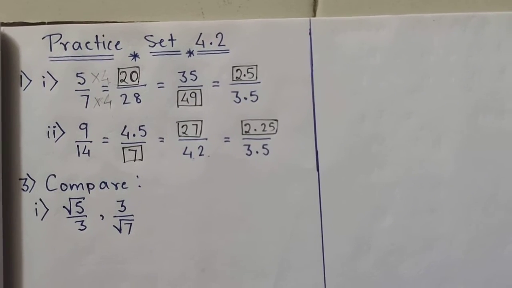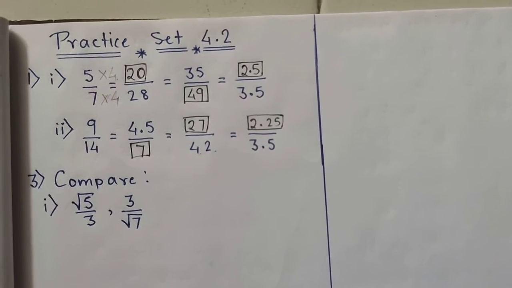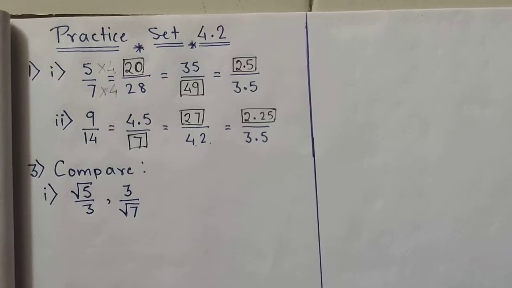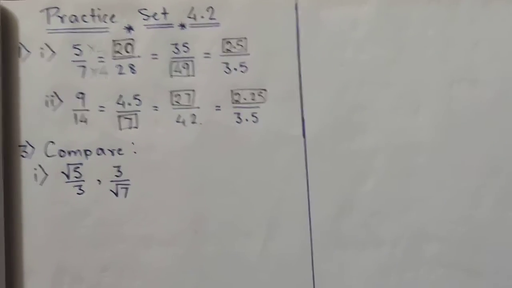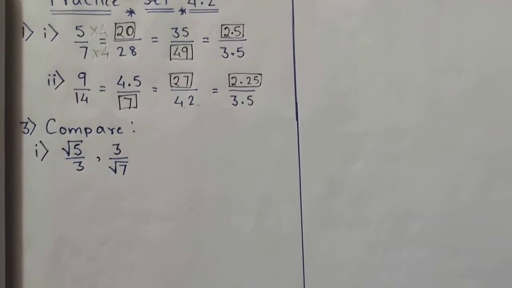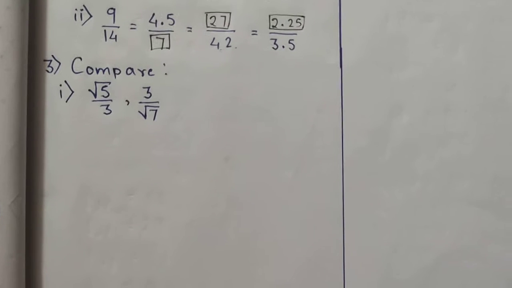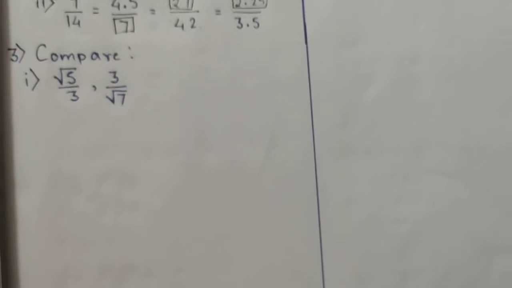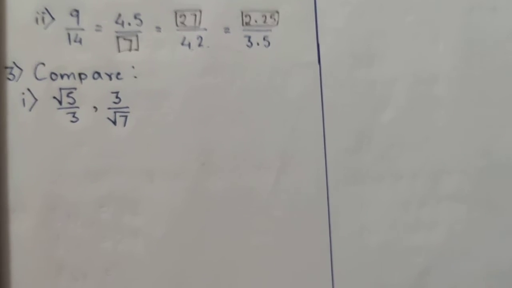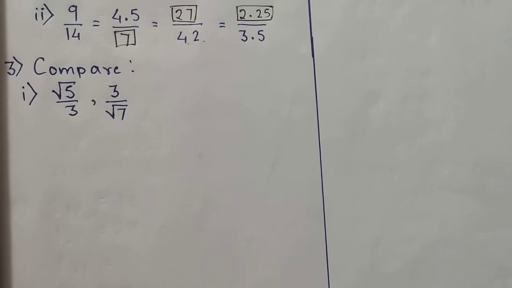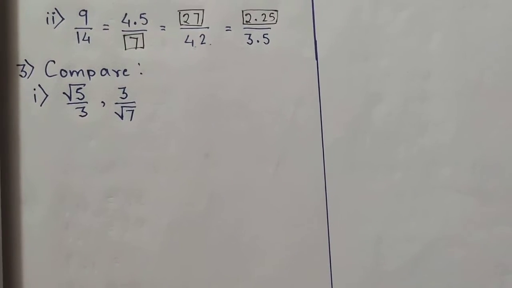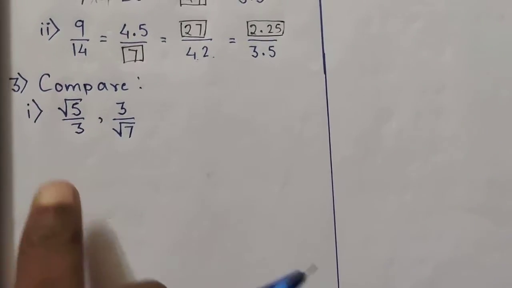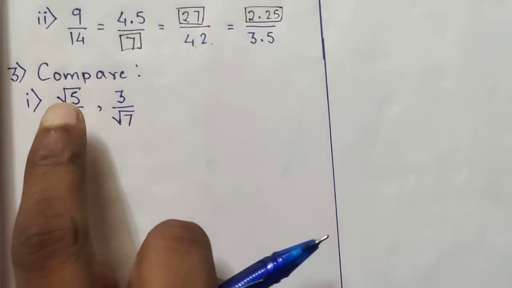Now listen students, your second question I am going to omit it. Okay, so you are not going to solve your question number 2. Directly we are going to solve question number 3. In question number 3, you have to compare the following pairs of ratios. So in this case you have to compare your first ratio with the second ratio and tell which one is greater and which one is smaller. Okay, so let us see the first question.